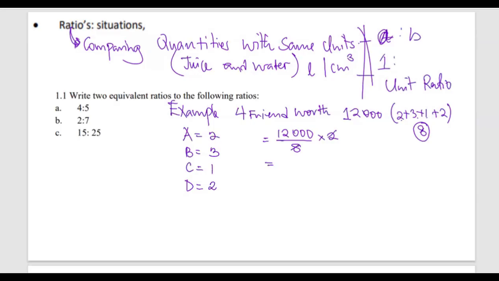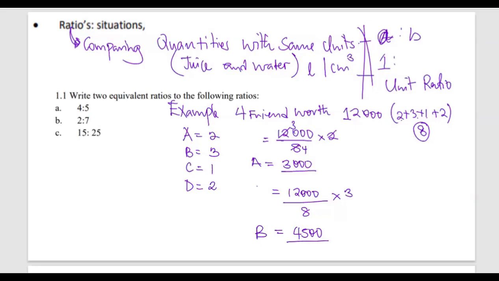So this becomes that much. That means the first person is going to bring 3,000. A. What about B? B will say 12 over 8 times what? 3. 4 over A, let's say, which will become 4,500. So this is the value for B.